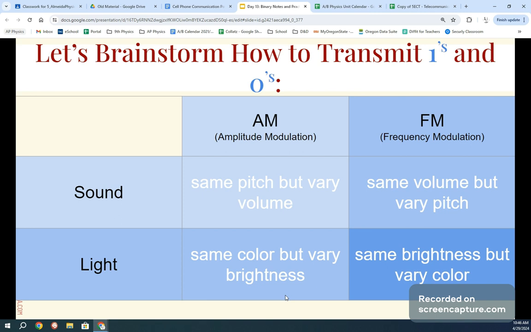So again, you are going to have to decide how you want to be transmitting. Do you want to use amplitude modulation? Do you want to use frequency modulation? It may be the same and it may be different. That's totally okay. It may depend on your group. You will need to use both sound and light. So again, just something to keep in mind.